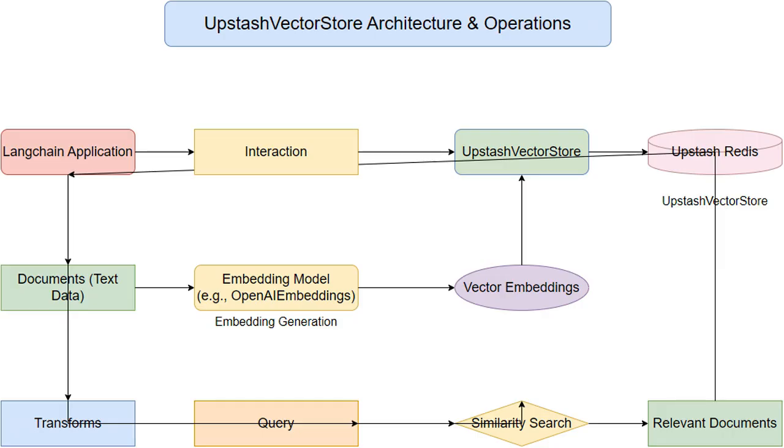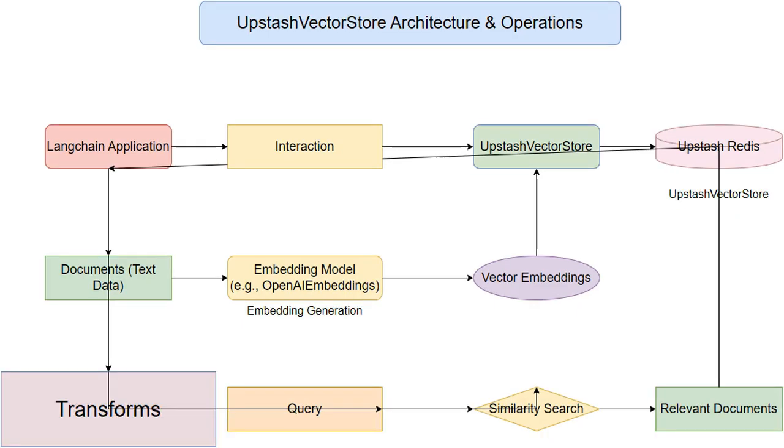The UpstashVectorStore acts as a bridge between LangChain applications and the Upstash Redis database for storing and searching vector embeddings. It handles the details of interacting with Redis, allowing developers to focus on the higher-level logic of their applications. These are operations applied to your documents before or after they interact with the vector store. Examples include splitting large documents into smaller chunks or cleaning the text to remove irrelevant information.